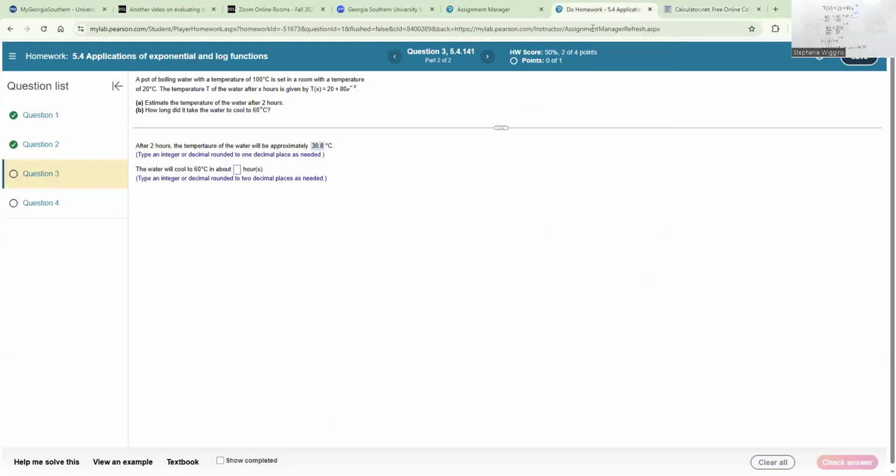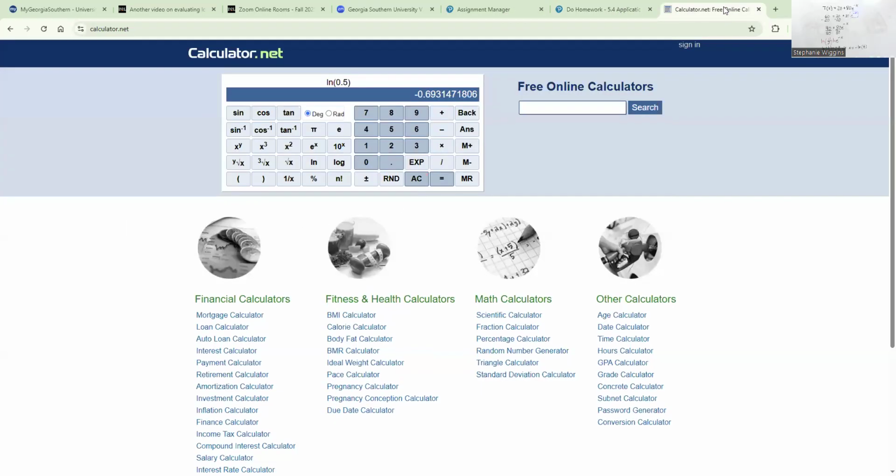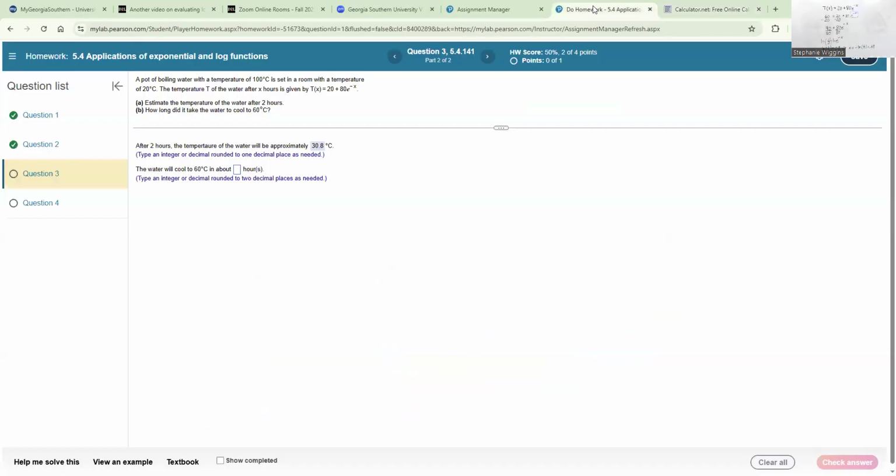Let's see how many decimal places we're supposed to do it to. 2 decimal places. So 0.69. So the natural log of 1/2 is negative 0.69, but then I have a negative here, so it's 0.69. And that is in hours. Because x is the number of hours after it's been put in the room.